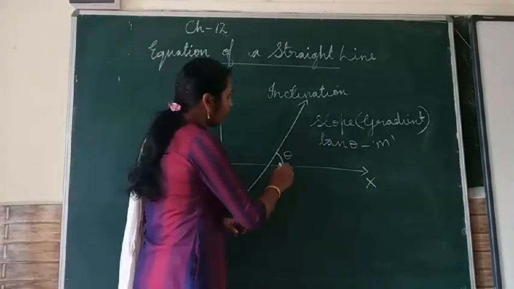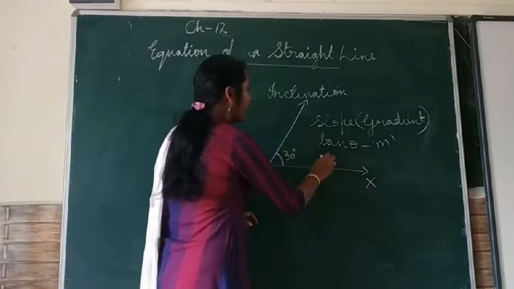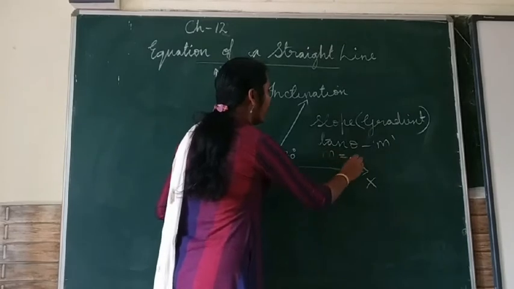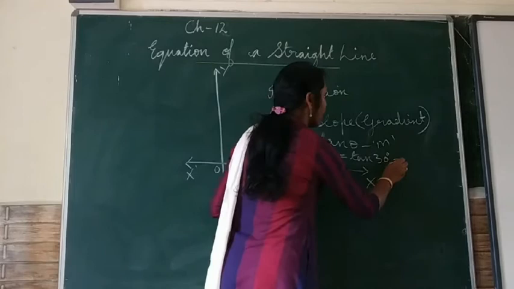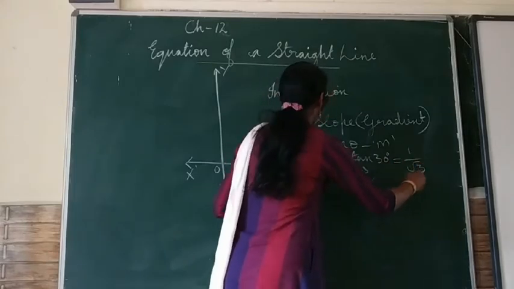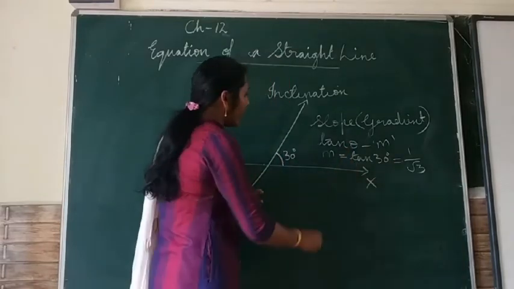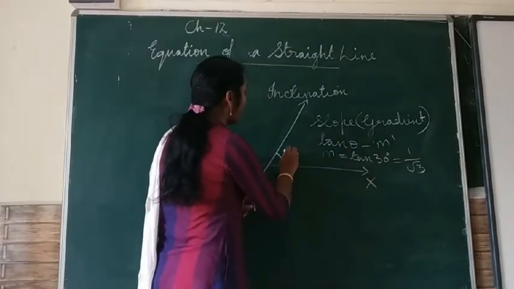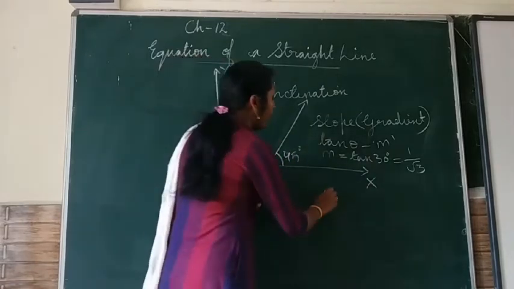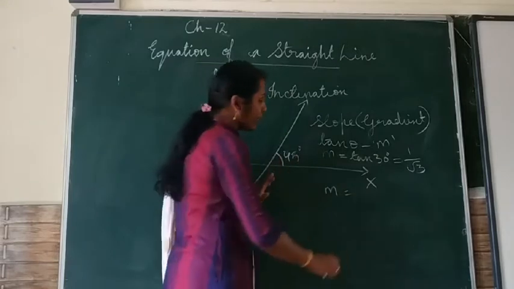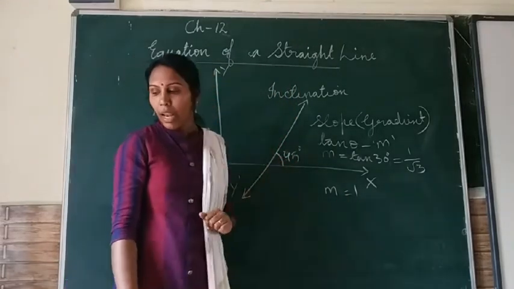So for example, if theta is 30 degree, then slope m is equal to tan 30 degree, that is equal to 1 by root 3. So if theta is 30 degree, the slope of that line will be 1 by root 3. Suppose the inclination of the line is 45 degree, then m is equal to tan 45, that is equal to 1. So this way we can find out the slope of a line.